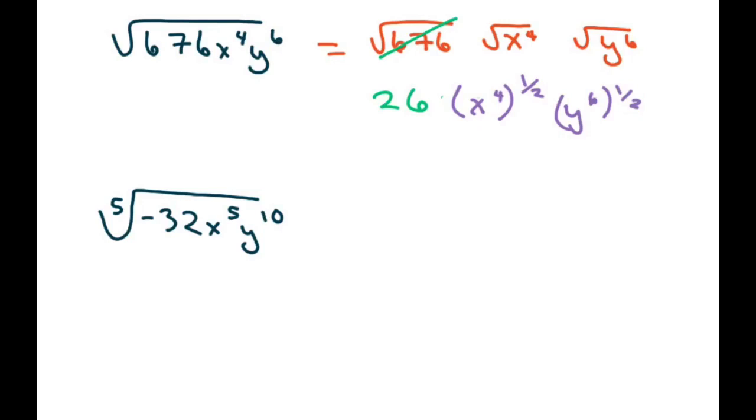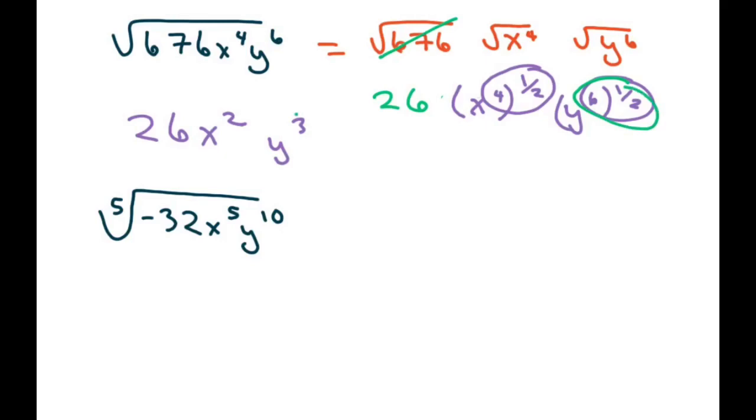So what we're going to get is 26. When you multiply those two, you get x squared. When you multiply these two, you get y cubed. Since this is an odd number right here, we have to do the absolute value of that. If it's even, we're fine because we're starting off with even.